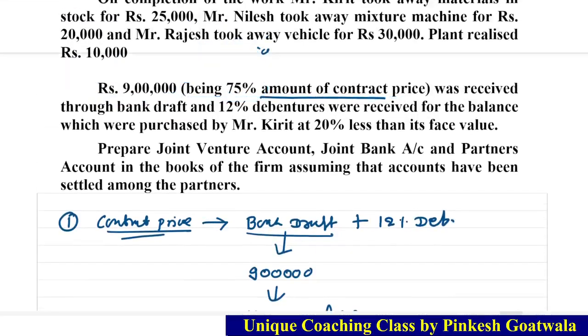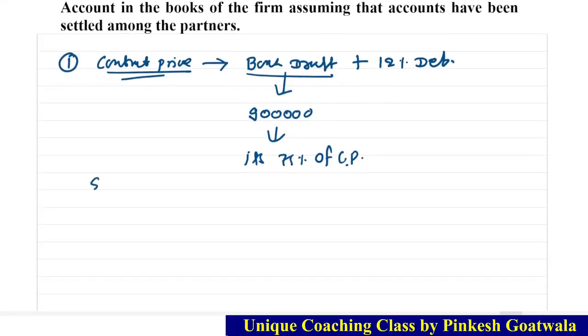Here they say that 75% is the amount of contract price. Okay, it means it is a 75% amount of contract, that is, this is the 75% amount, right? We get this 9 lakh when we have done 75% of contract price. When we did 75% of the contract price, we got 9 lakh. So suppose, you can suppose this way, suppose contract price is 100.